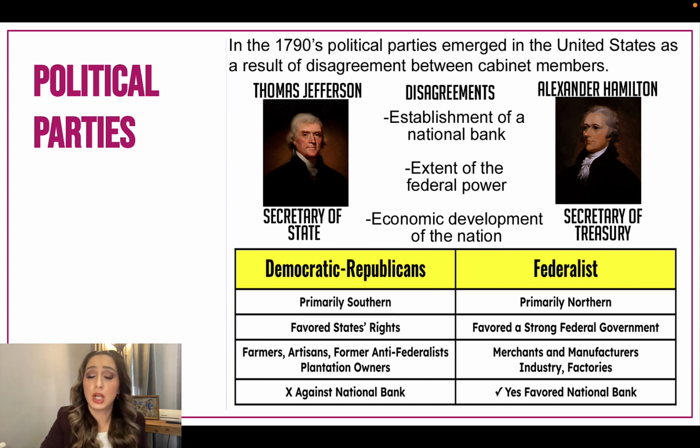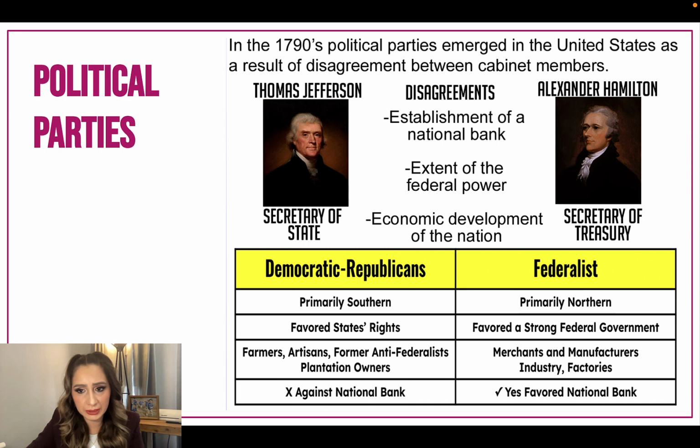First of all, Thomas Jefferson, primarily Southerners, supported him. They were all about states' rights. So they wanted the power at the state level. These are farmers and former anti-federalists. These are plantation owners. They were against a national bank.